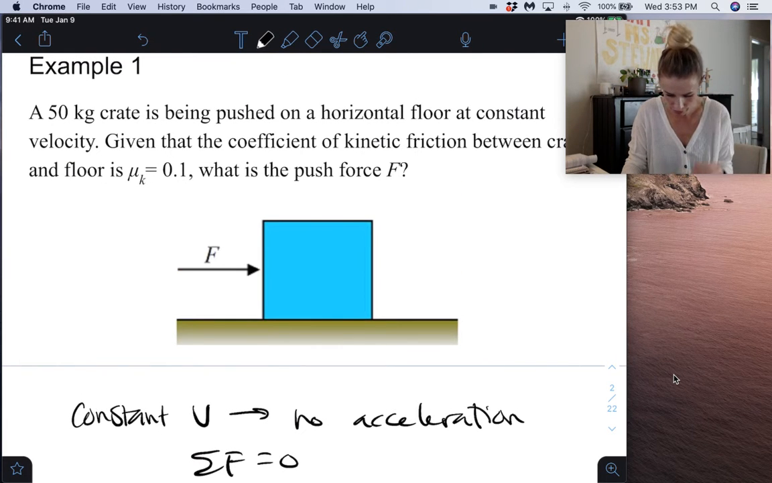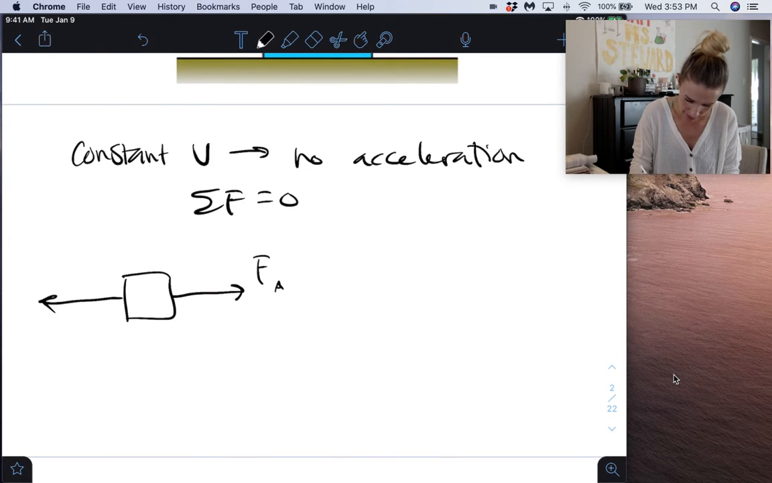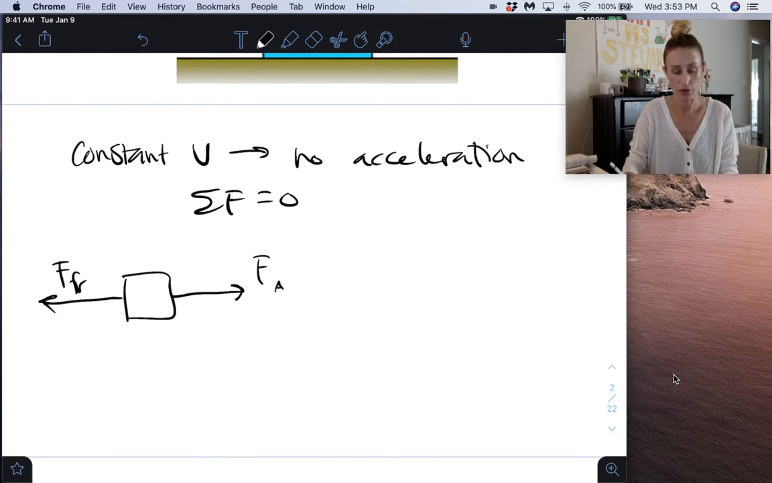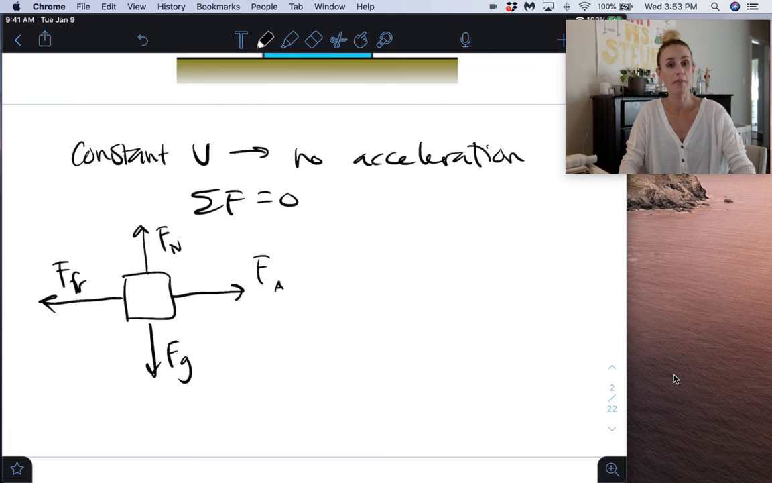So if I draw a free body diagram of this object, I have an applied force, because that crate is being pushed to the right in this picture. And then we have the friction force backwards, because it opposes the motion. We have the force of gravity down and the normal force up. Now, all of these forces are balanced.